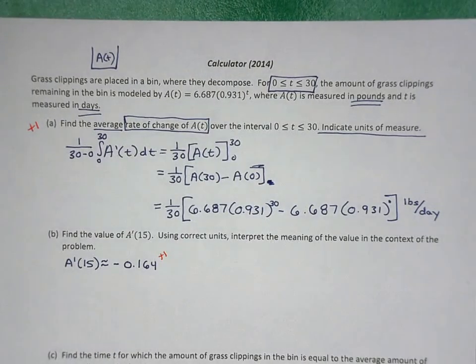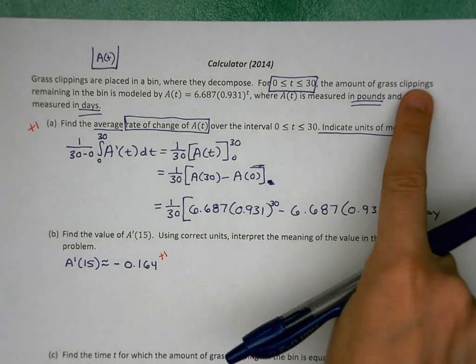And then the second point is being able to describe what that means. So what is A prime? Well, A, remember, is the amount of grass clippings remaining in the bin.